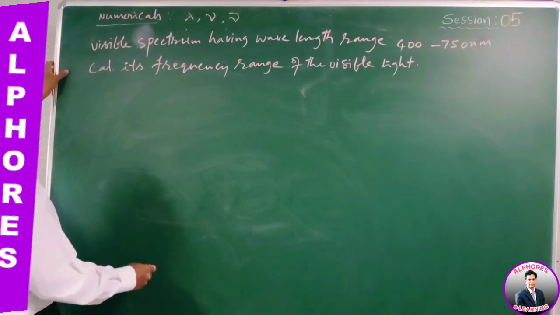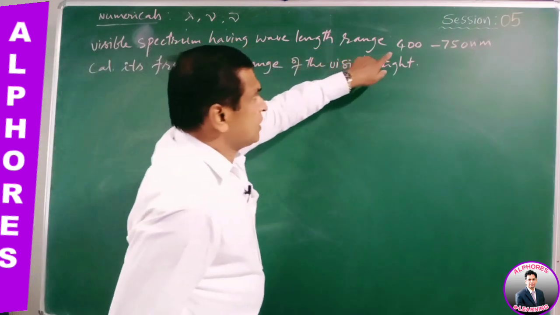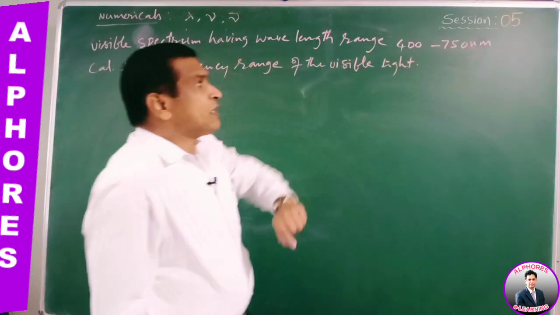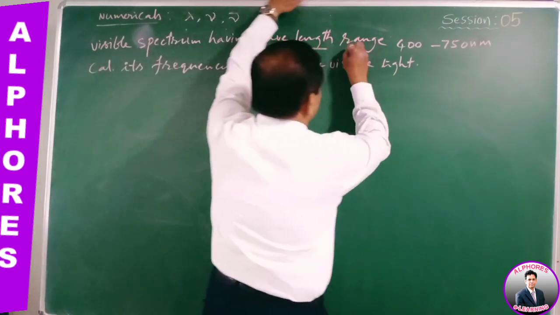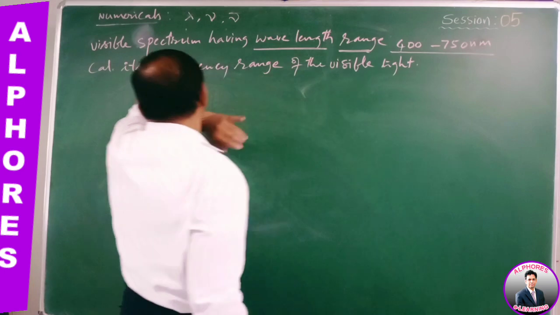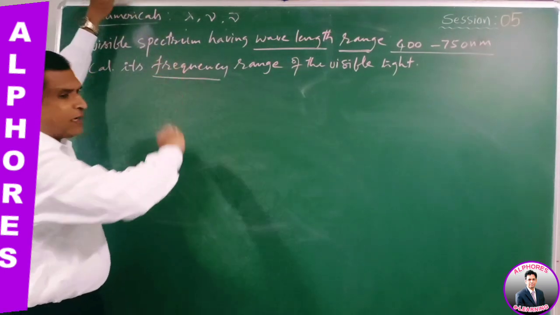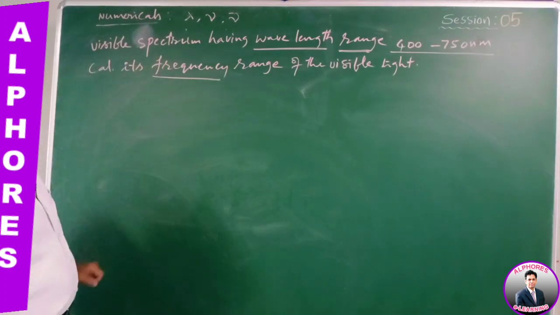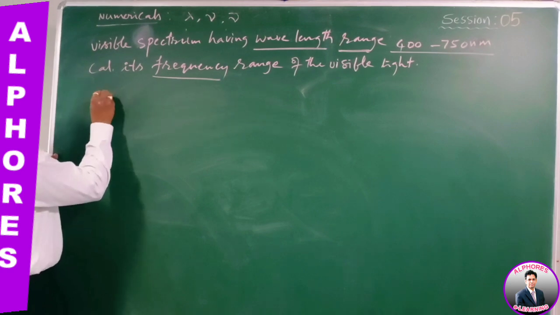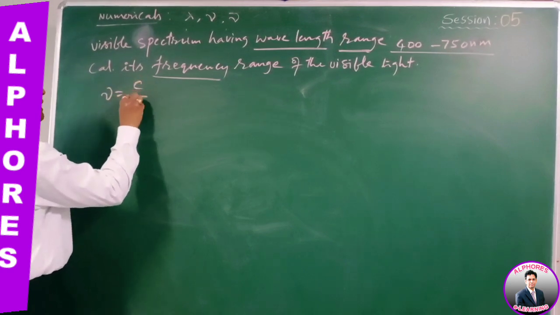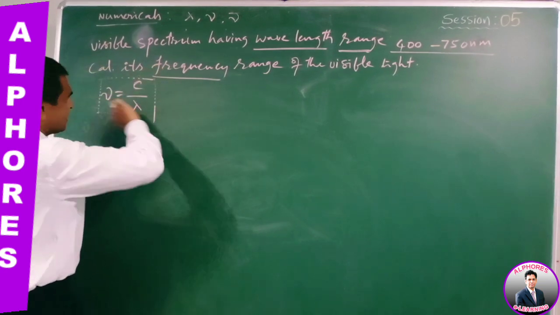In this problem, the visible spectrum has a wavelength range of 400 to 750 nanometers. The wavelength range is given in nanometers, and we need to calculate its frequency range, the frequency of the visible spectrum. Now the same formula we have to use again: nu is equal to c by lambda.